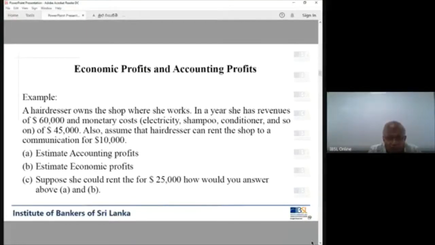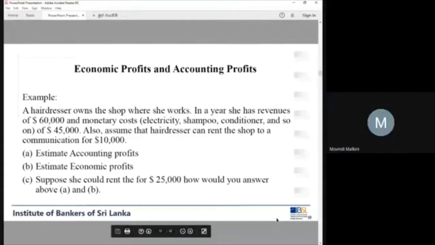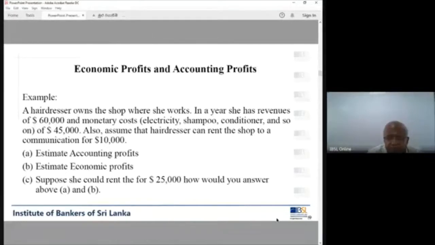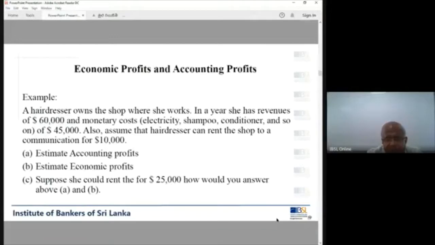Quickly, can you calculate the answers to these two? What is accounting profit? How to define it? Revenue minus accounting cost is the accounting profit. Revenue minus accounting cost, yes. How much? What is the number? 60,000 is the revenue, minus 45,000. Good. That is the accounting profit.